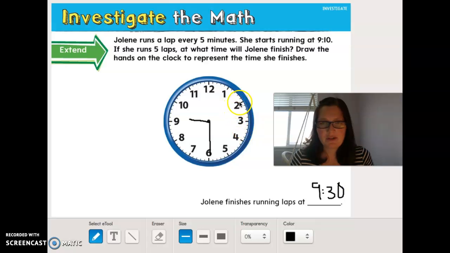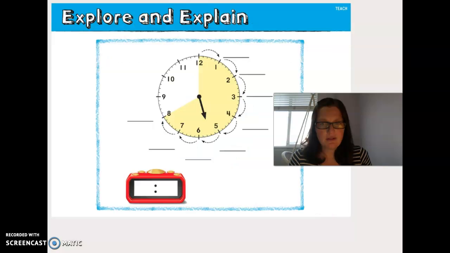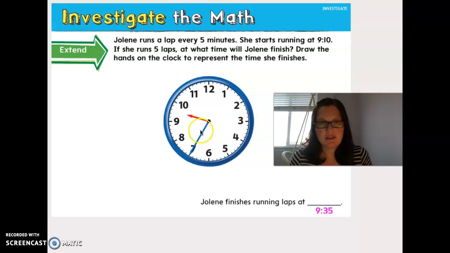Let's see, make sure that that's lap 1. She runs 5 laps. Oh, so she's running 5 more laps. So we'd add another 5 minutes, I apologize.